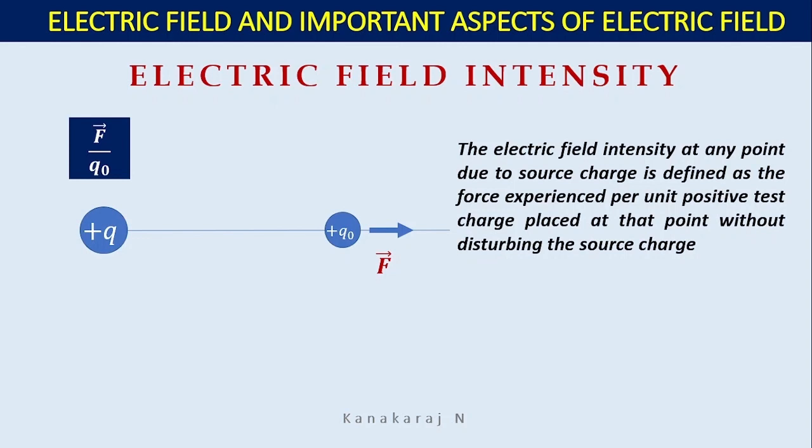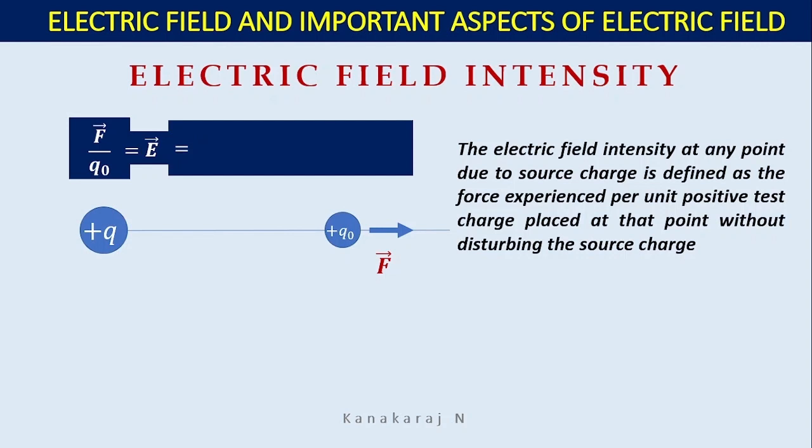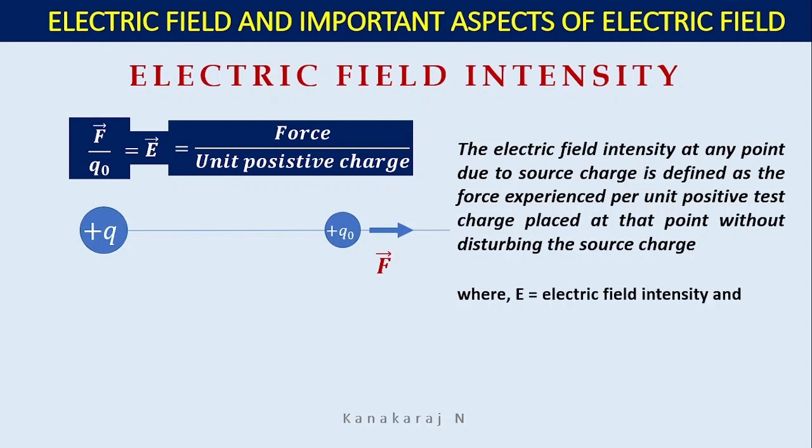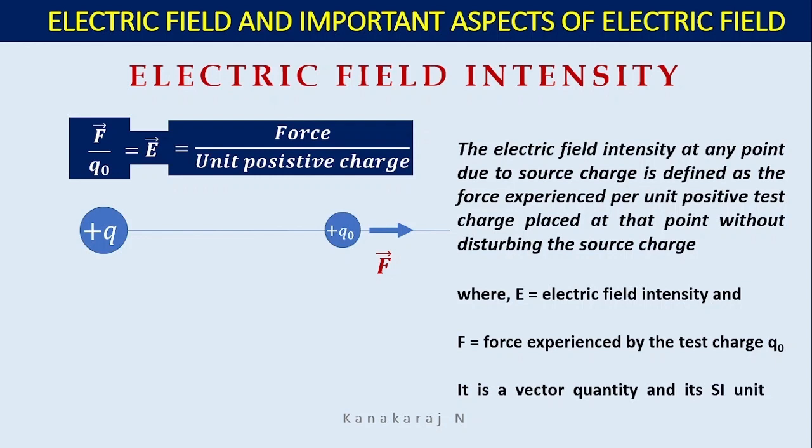So, F vector by Q naught gives the electric field intensity E vector, which is equal to the force divided by unit positive test charge, where E equals the electric field intensity and F equals the force experienced by the test charge. It is a vector quantity and its SI unit is Newton per Coulomb, or N C inverse.